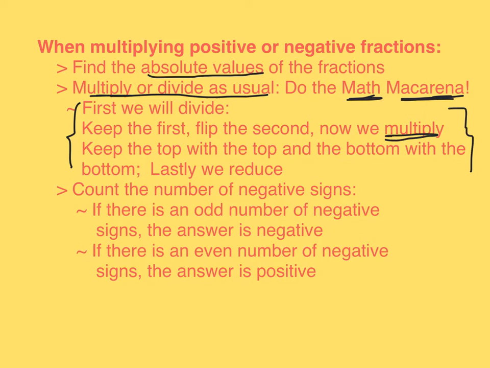First we will divide. Keep the first, flip the second, now we multiply. And just so that we understand, if you have a multiplication problem, you need to start just right there. You don't need to do the division part. And then it goes, keep the top with the top and the bottom with the bottom. Lastly, we reduce. And the reducing might not happen if you cross cancel to begin with, but that's really up to you. And of course, when we talk about this division, we really have already changed anything that's a mixed number. And then, just like our rules from before, we count the number of negative signs. If there's an odd number, the answer is negative. If there's an even number, the answer is positive.